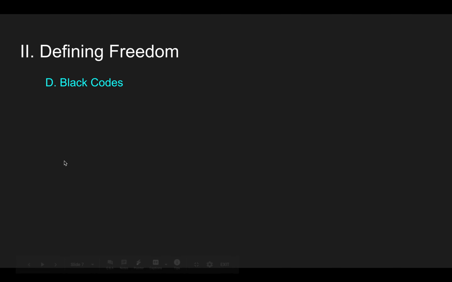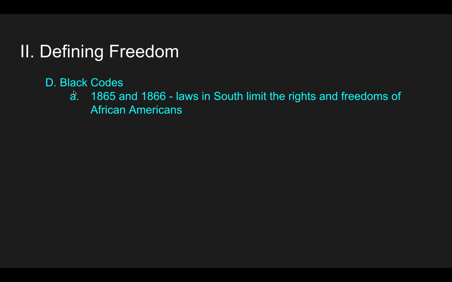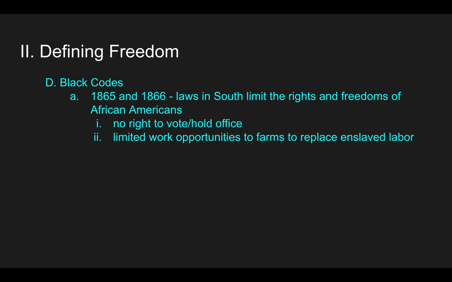Defining freedom, we're still under Roman numeral 2, and now Black codes. So in 1865 and 1866, early Reconstruction, laws in the South were made that limited the rights and freedoms of newly freed African Americans. No right to vote or hold office. Limited work opportunities to farms in order to replace enslaved labor.